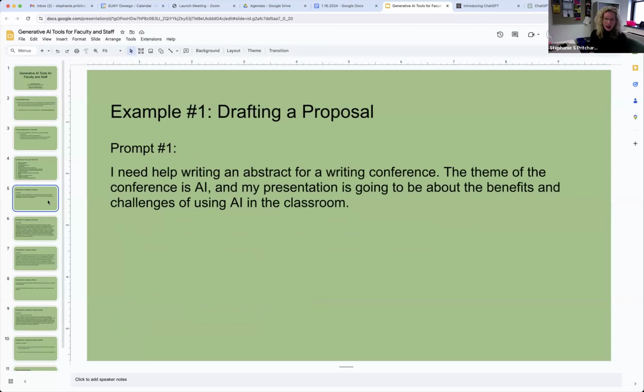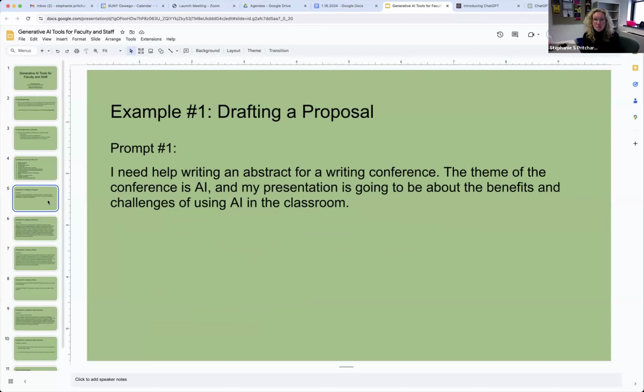So the one that I want to do first, and Mike, you will chuckle at this example, I think, is how you can use generative AI to help you draft a proposal. The proposal that I'm going to show you is drafting a proposal or an abstract for a writing conference.